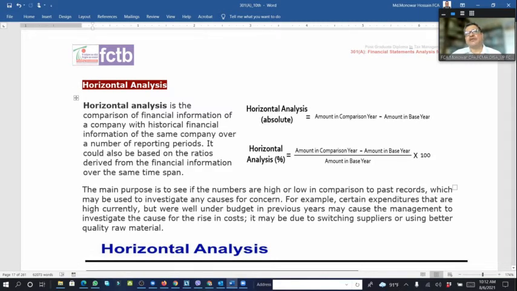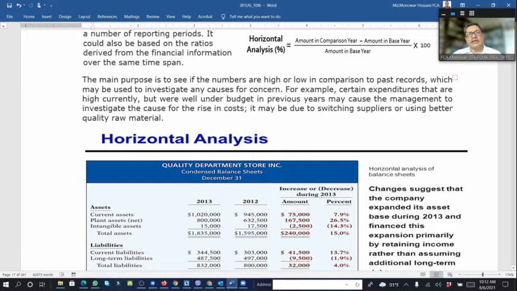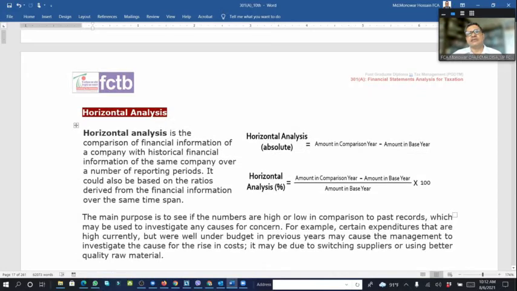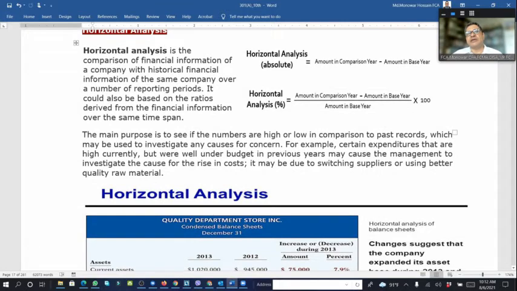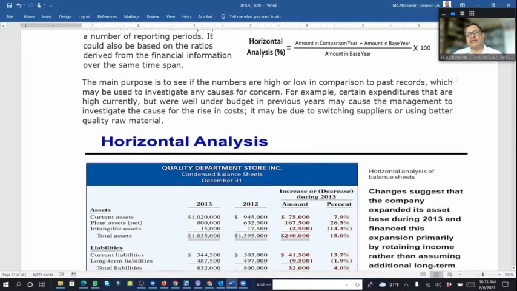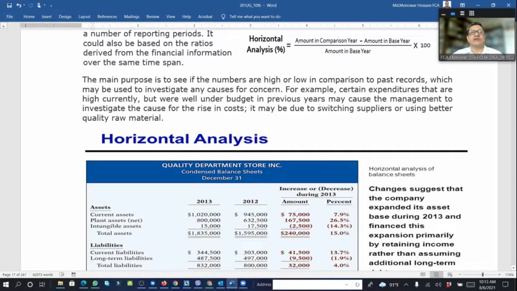Horizontal analysis, the absolute figure comes from the amount in the compare year minus the amount in the base year. Look here, the current asset amount is in the compare year. The compare year is 2013 and the base year is 2012. So here 10,20,000 minus 9,42,000. This is the figure: amount in the comparison year minus amount in the base year. And if we go for percentage, we can make the percentage this way: amount in the compare year minus amount in the base year, divided by amount in the base year, multiplied by 100. That figure comes to 7.9%. Same here.